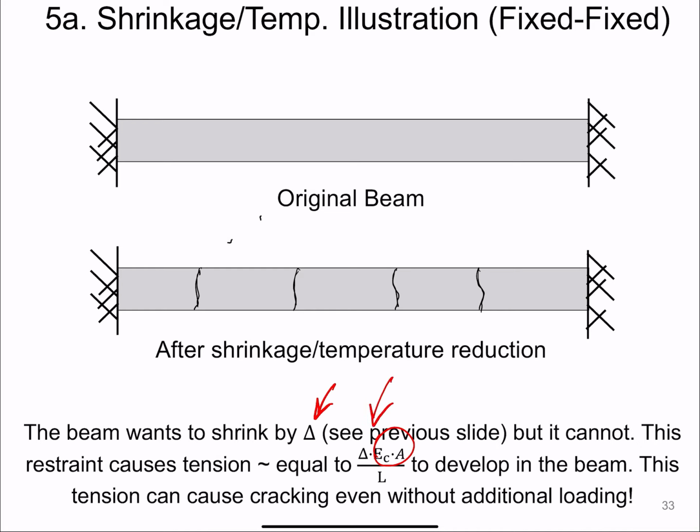Now, if you reach 0.6 square root of f'c, remember that's the tensile strength of concrete, you're going to crack it, right? So no loads on the beam, but you will still crack it due to temperature effects.